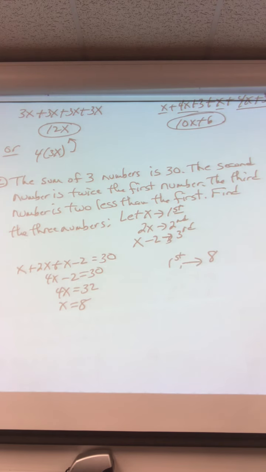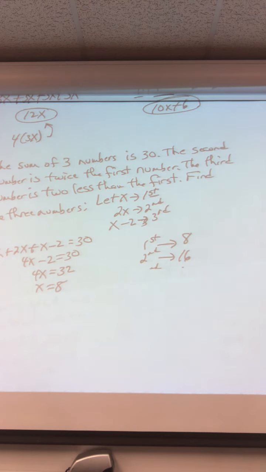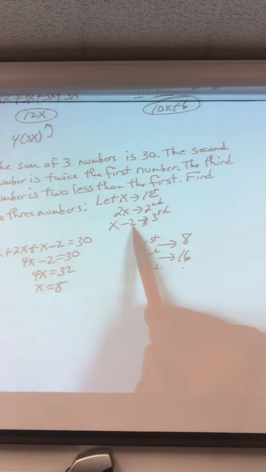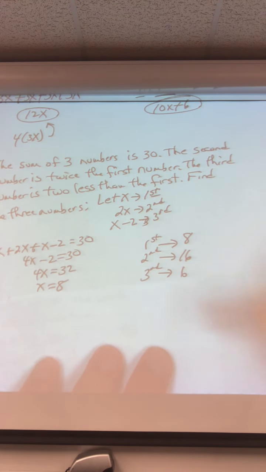So the first number is 8. Now, what does it say about the second number? It's twice as big. So that's 2 times 8, which is 16. Then what did it say about the third number? It's 2 less than the first one. The first one was 8. So 2 less than that would be 6. And if you wanted to double check it, if you add these 3 numbers together, I do get 30.